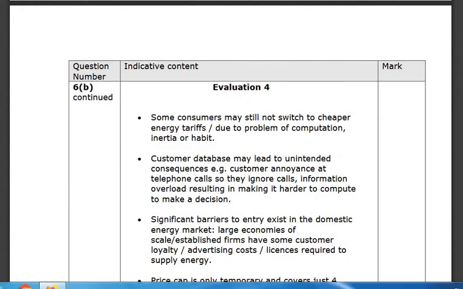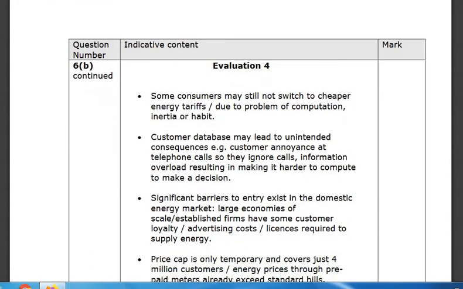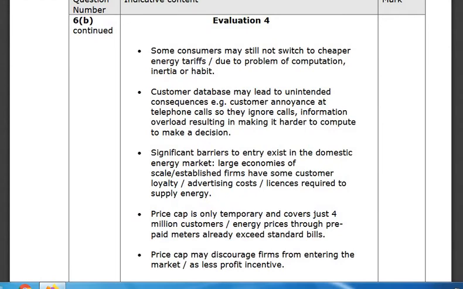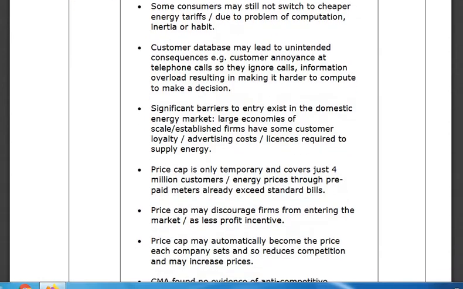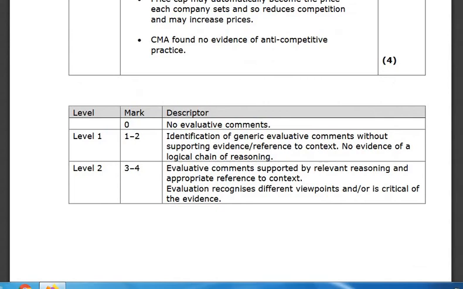Okay, so you've done your KAA. I would write my 2 KAA points, one after the other, and then I would go for 2 evaluation themes worth 2 marks each. So again, it's not marked on a points makes prizes basis. It's marked according to levels of response. So for level 1, identification of generic evaluative comments without supporting evidence, reference to context.